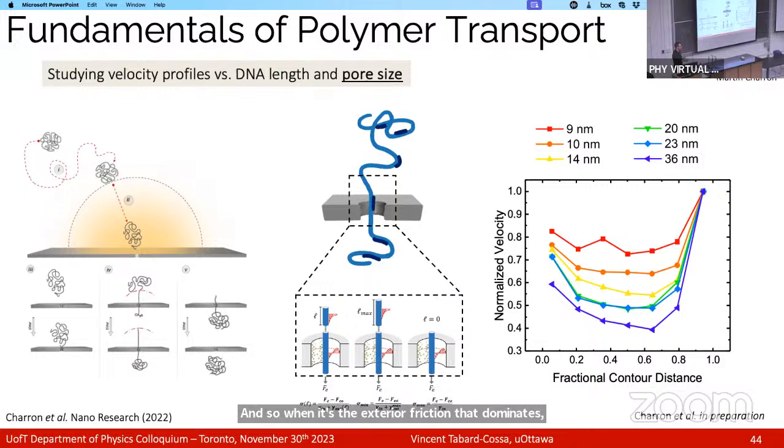Whereas when it's the interior friction that dominates, you can see a flatter profile. So for smaller pores of 9 nanometers, you can see that the velocity is more or less flat, except at the end, whereas it's the other way around for the larger pores. So if you're designing a sensing scheme using nanopores, and you want to map correctly the position of different labels on your molecule, knowing this velocity profile allows you to map the time signal into a position more accurately.